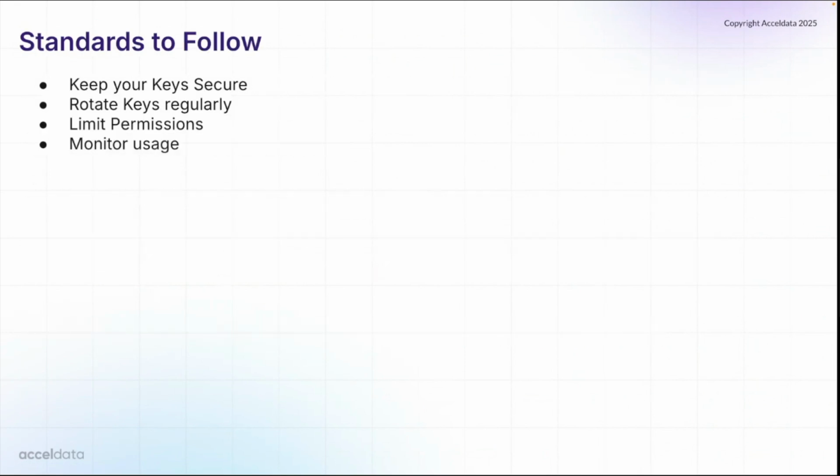What are the standards that need to be followed while generating the API keys? Keep your keys secure. Never expose your secret keys in any public repositories or client-side code. Make sure that you regularly rotate your API keys, updating them to minimize the risk of unauthorized access. Limit the permissions: when you create an API key, assign only the necessary permissions required for the task that it is intended to perform. Also monitor usage. Keep track of how and when your API keys are used so that you can detect any unusual activity.